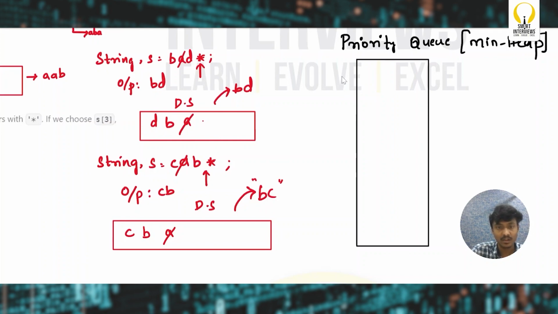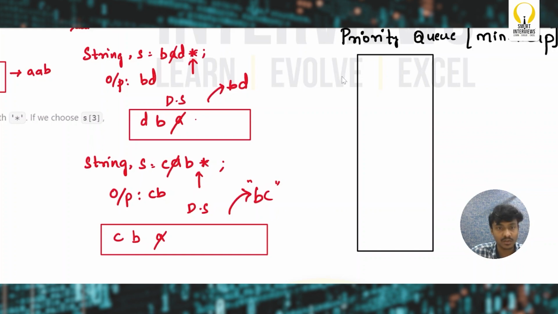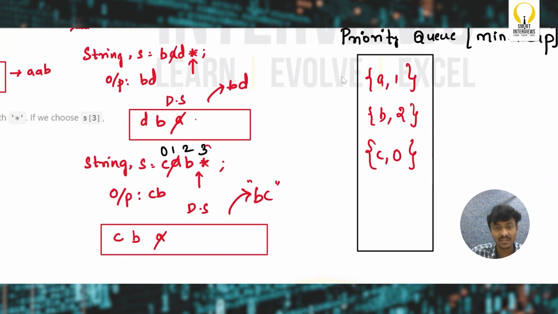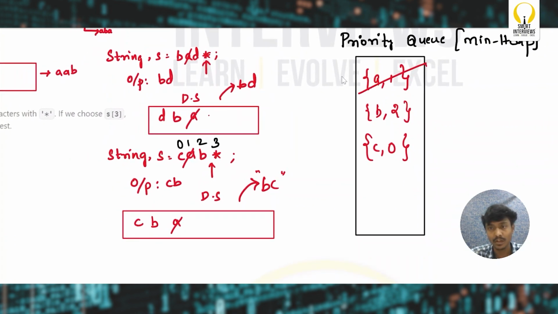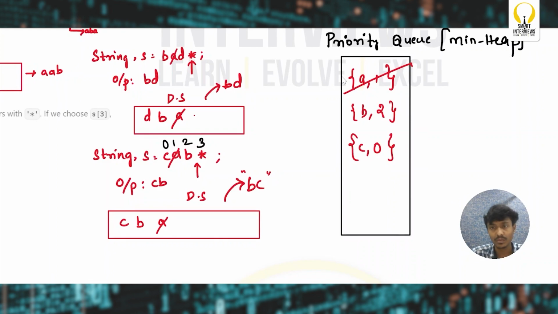Now let me give the indices here. It is going to look something like 0, 1, 2 and 3. As soon as I see this C, I'll put C along with 0, right? As soon as I see A, I'll put A with 1. As soon as I see this B, I'll put B with 2. Now as soon as I see this star, I will have A at the top and I'm going to remove this.